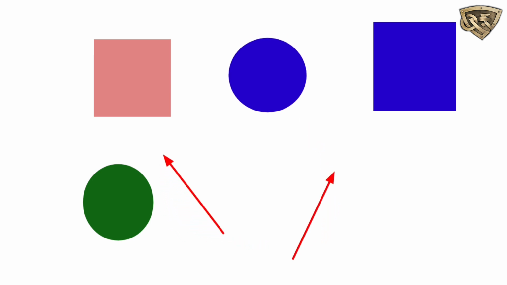Here we can see that we have two different kinds of shapes. Some are circles, some are squares. So putting these circles in one group and putting these squares in one group, this kind of separation is called sorting. We will also see one more example.